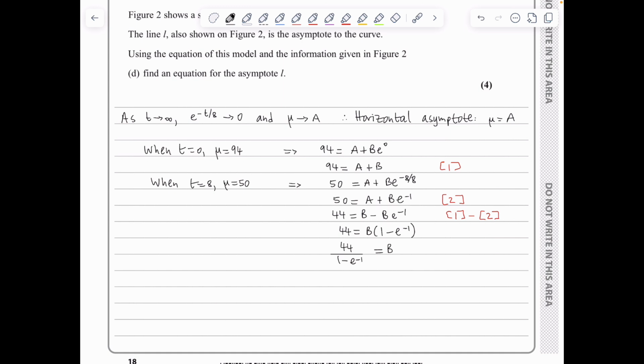I can plug this on the calculator. We get that B turns out to be 69.6069..., and using the fact that A plus B is equal to 94, we get that 94 is equal to A plus 69.6069, and therefore we get that 24.393... is the value of A, and we conclude that the equation of the horizontal asymptote is mu is 24.4.